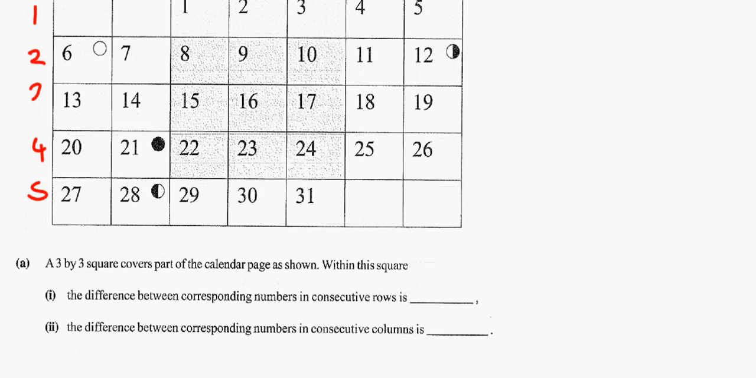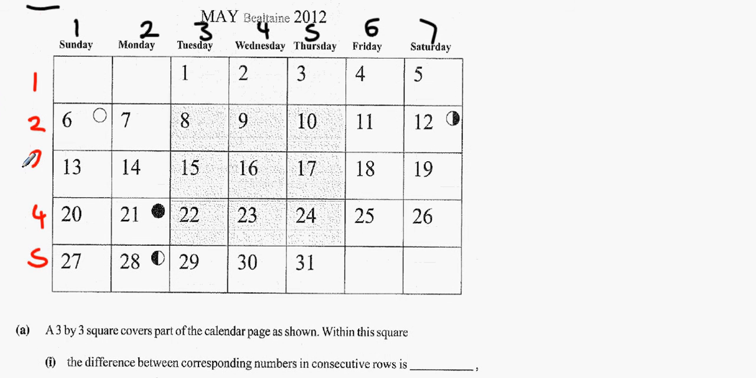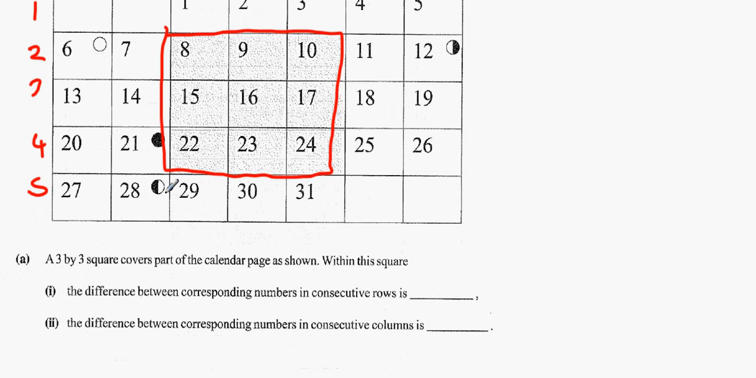Okay, so where's the 3 by 3 square? The 3 by 3 square is located here. Okay, and then we go to the difference between corresponding numbers in consecutive rows.